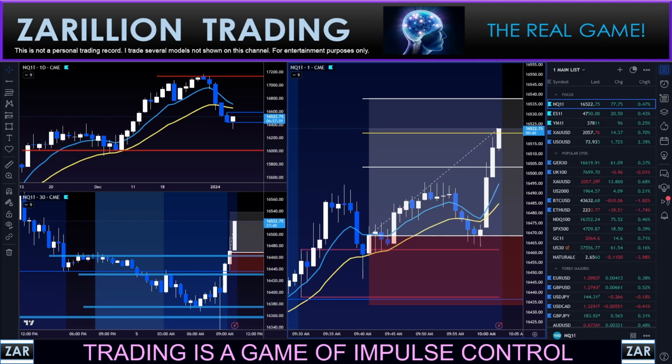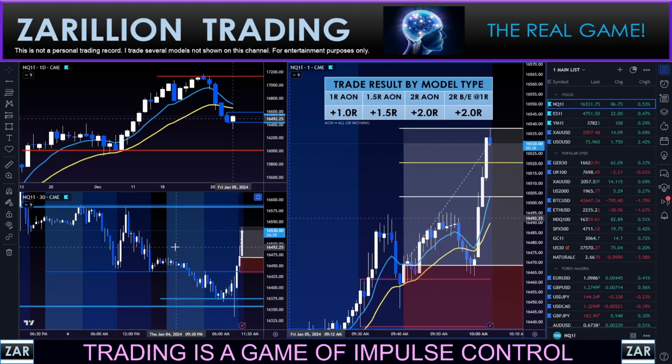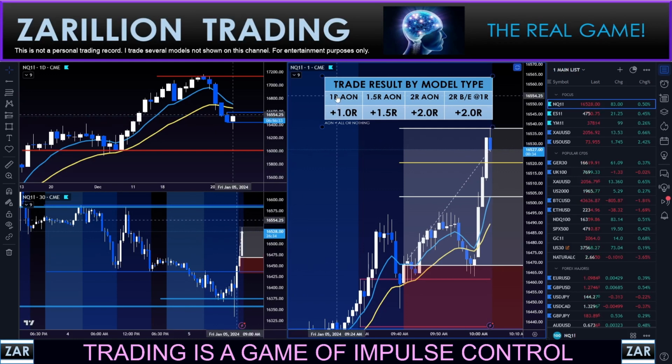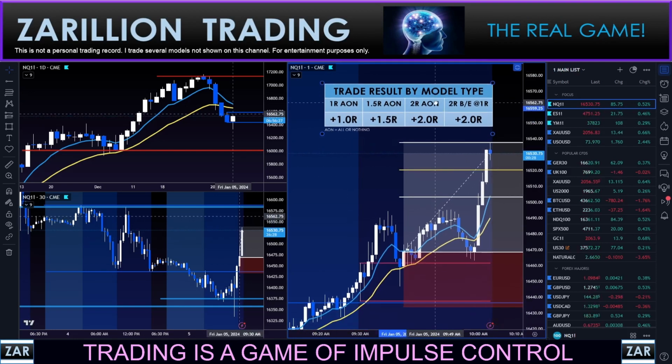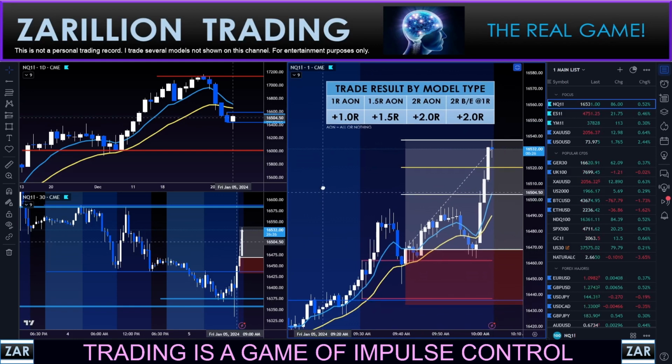And target 2 has been hit, so the 1.5R all or nothing trader has left the game with full profitability. And target 3 has been hit. So all 4 models, the 1R all or nothing, 1.5R, 2R all or nothing, and the 2R move stop to break even at 1R are all fully profitable in this trade. That news obviously helped us out quite a bit here.